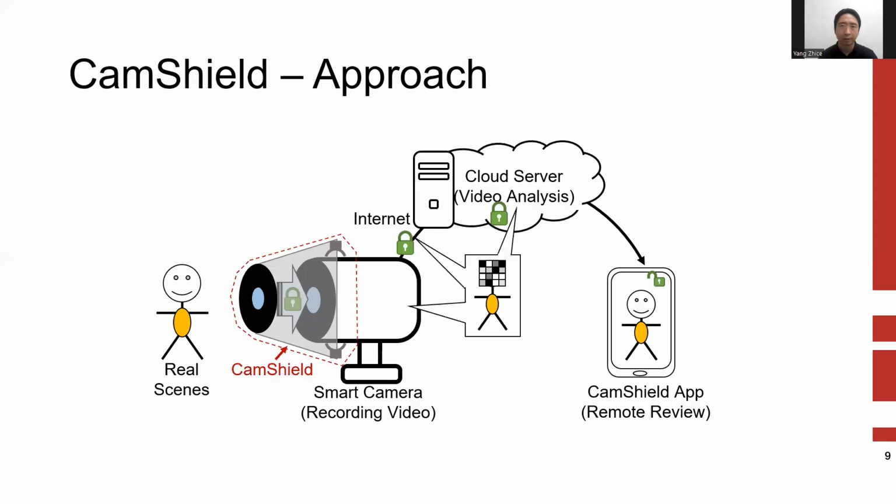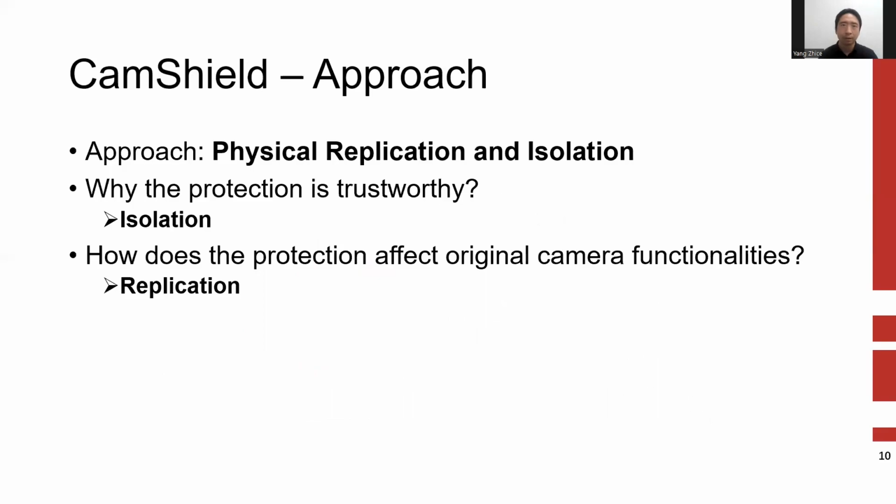The CamShield device is a physical shield that can be installed in front of the smart camera. The smart camera can only capture the inside part of the CamShield. This prevents it from capturing the actual things. To preserve the functionality of the smart camera, the CamShield uses its own visual sensor to record real things. It encrypts the videos and transfers to the user. Simply put, our approach is to physically block the original camera and replicate its functionalities.